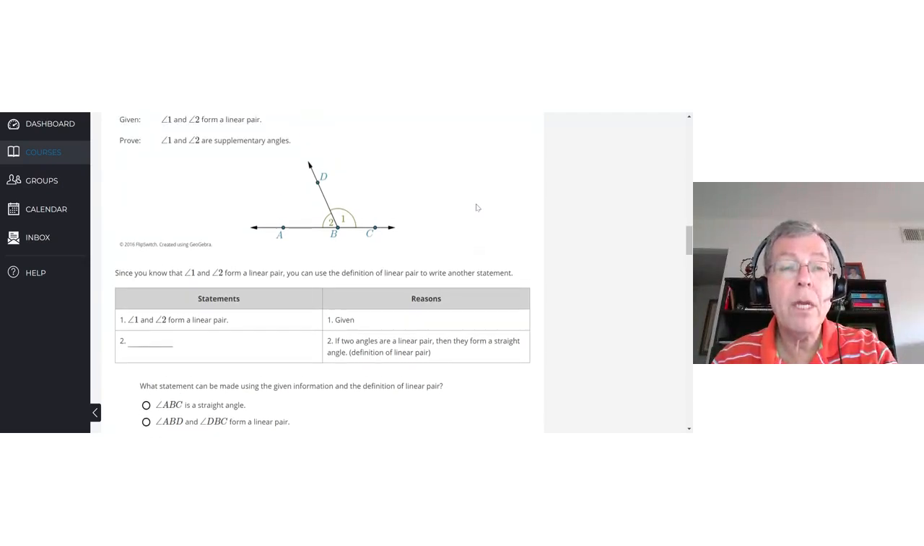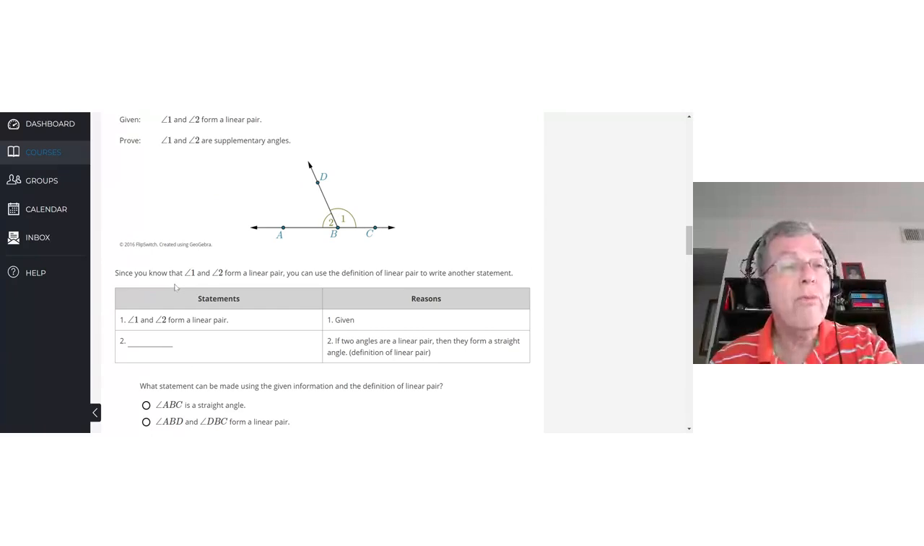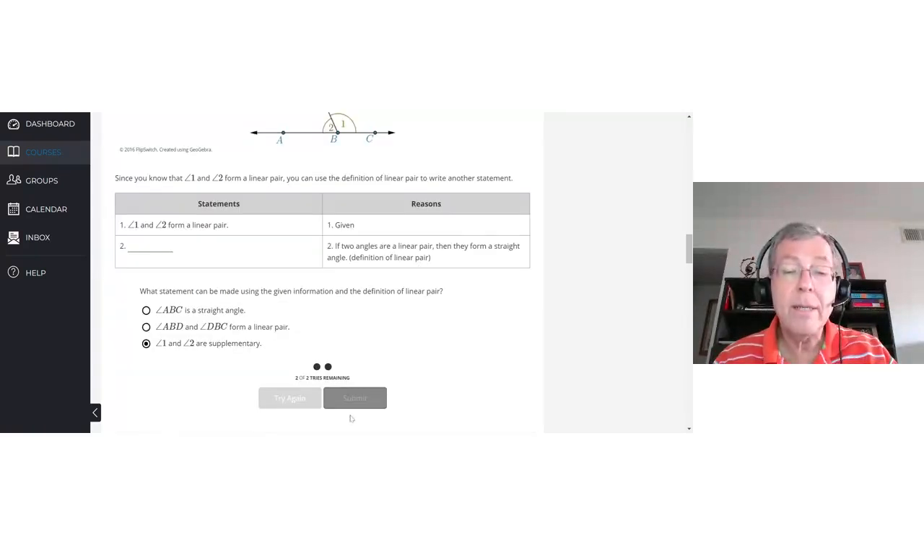Well, remember I told you the last statement of a table is the prove line. Angle 1 and 2 are supplementary. So while the other statements are true, you got to think the way the person who wrote this proof and this question thought. Prove angle 1 and angle 2 are supplementary. So that is what I'm going to click.